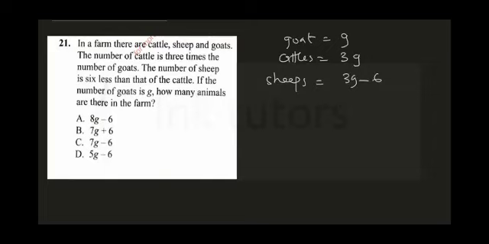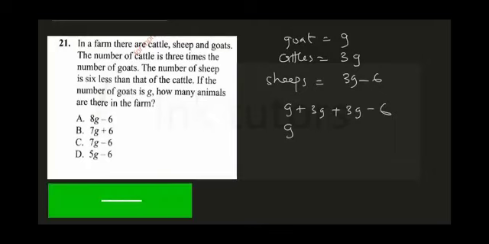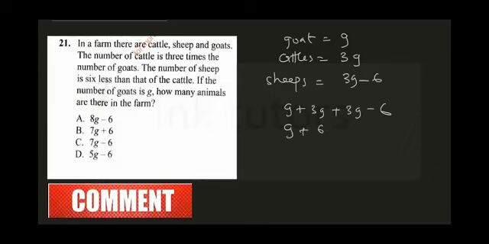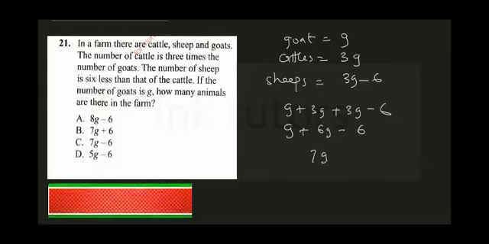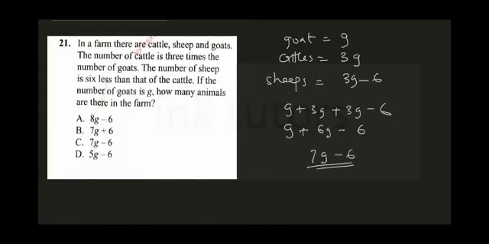Now all we need to do is to sum it up. So G plus 3G plus 3G minus 6. Now this is G plus 3G plus 3G, so this will be 7G minus 6. So G plus 6G is going to give us what? That's 7G minus 6. Final answer, 7G minus 6. So the correct answer here is going to be C.